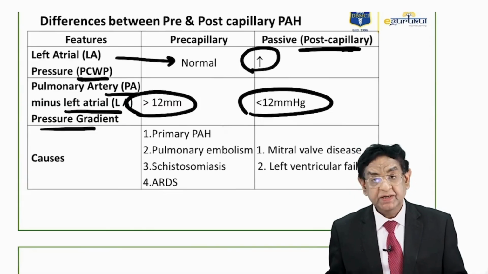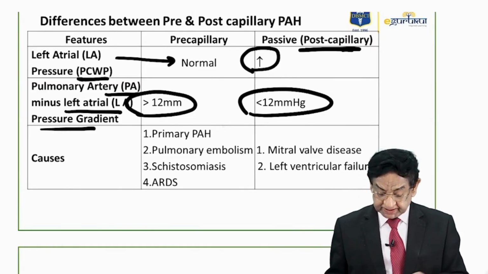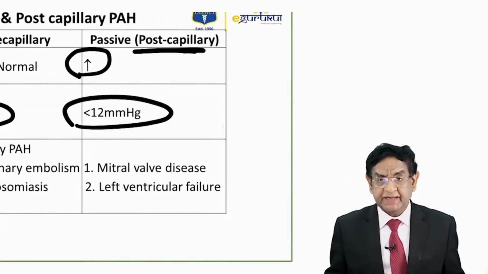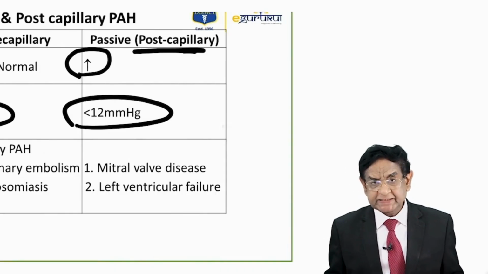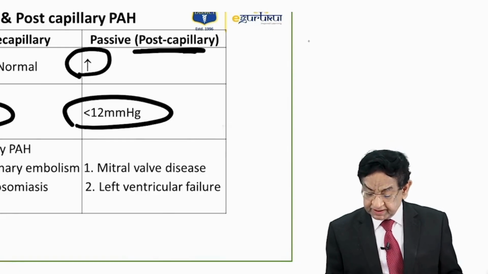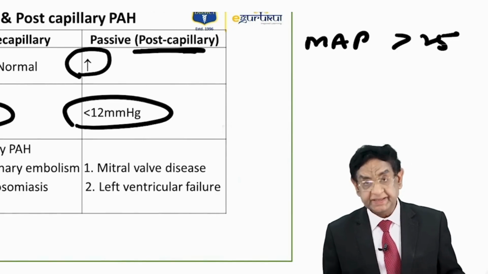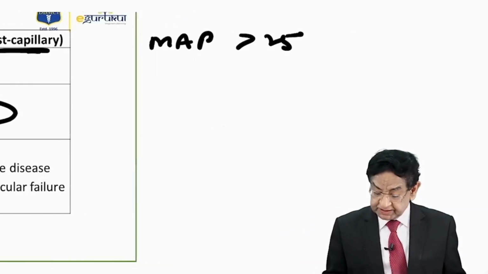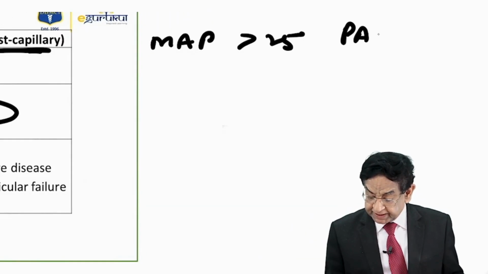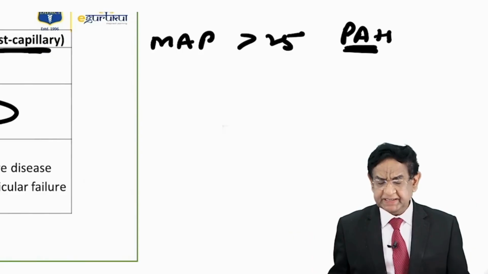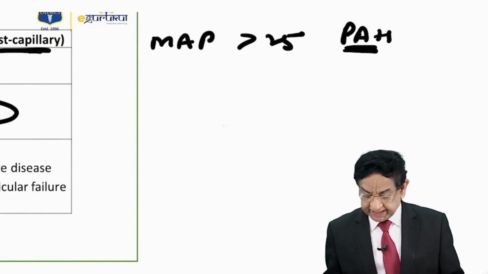Right? What do you mean by this? Basics. Again, we go back to basics. How did we get this figure? So, if I recall the definition that I told you, we call it PAH when the mean arterial pressure is more than 25. Yes. This is pulmonary arterial hypertension, whatever cause it may be, whether it's primary or secondary, maybe pre-capillary or post-capillary, agreed.